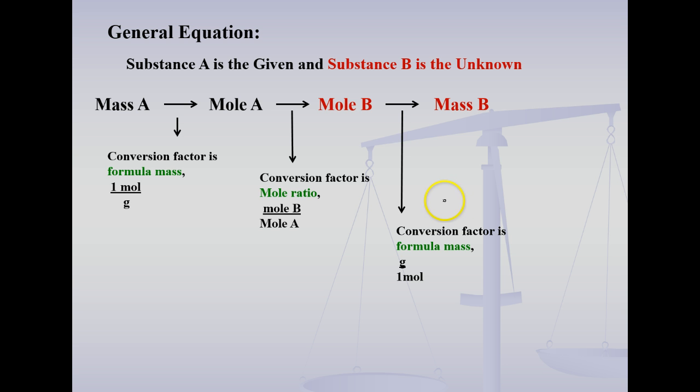Now the nice thing about this plan is that you can start and stop anywhere in it. If you're given mass of A, you start here. If you're asked to find the moles of B, you stop here. If you're given the moles of A, we start here. If we're asked to find the mass of B, we stop here. So you have to look at what you're given and what your unknown is to figure out where you're going to start and where you're going to stop in this general plan.